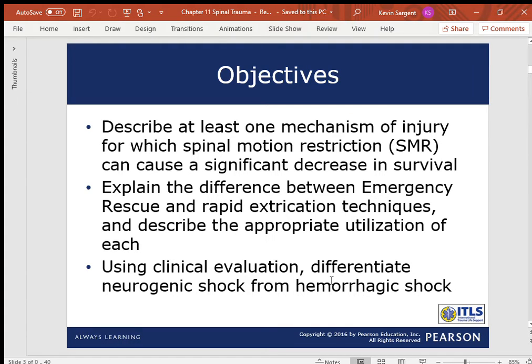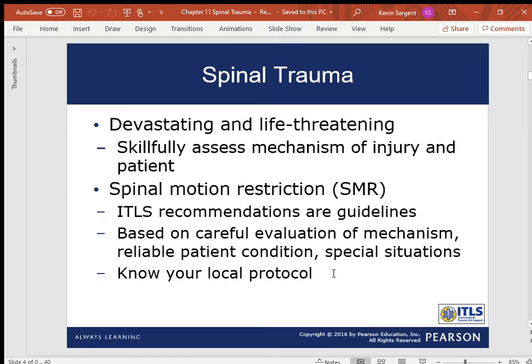So, using clinical evaluation, we're going to differentiate neurogenic shock from hemorrhagic shock. And remember, neurogenic shock is a widespread state of inadequate tissue perfusion from profuse vasodilation. Hemorrhagic shock is the widespread state of inadequate tissue perfusion from blood loss. Hemorrhagic shock and hypovolemic shock are very much the same, if not similar, whereas hemorrhagic shock is a form of hypovolemia, but not all hypovolemia is from blood loss.